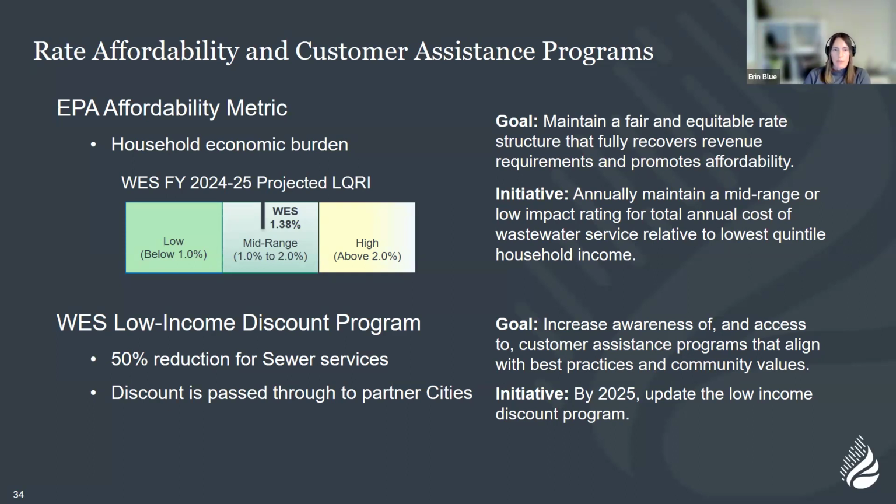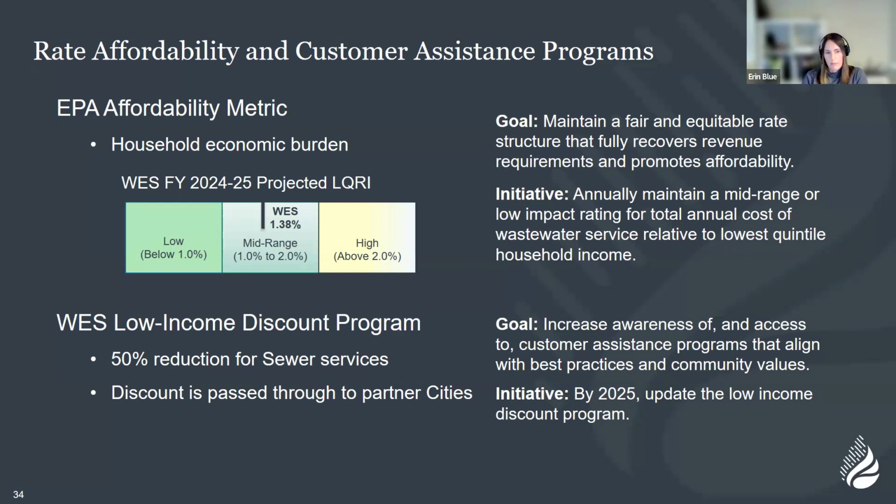Under Wes's new strategic plan, we have an initiative tied to that economic burden of maintaining a mid-range or low impact rating. The projected 24-25 full wastewater treatment and collection rate for Wes comes in at a LQRI of 1.38%. So it is a mid-range in alignment with that strategic plan initiative. Wes currently has a low-income discount program that reduces sewer service costs by 50% for eligible customers, and we do pass that discount through to our partner cities, who pass that discount on to their customers.